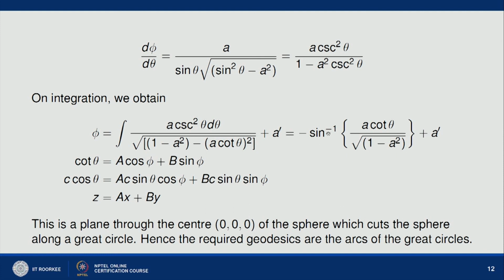So here when you simplify this, phi is equal to minus sin inverse of a cot theta upon under root 1 minus a square, plus a dash. So you take a dash here and take the sine on both sides, you will get a cot theta equal to under root 1 minus a square. Let me write it here, this is quite clumsy.